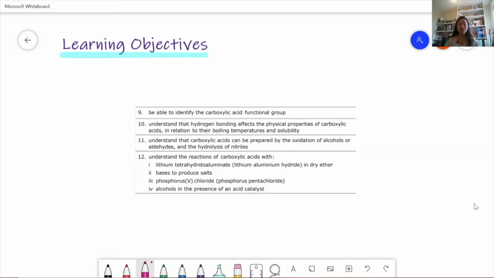Today we're going to be looking at carboxylic acids, so here are the learning objectives. First is to be able to identify the carboxylic acid functional group, and then to understand that hydrogen bonding affects the physical properties of carboxylic acids in relation to their boiling temperatures and solubility. And then we're going to understand that carboxylic acids can be prepared by the oxidation of alcohols or aldehydes and hydrolysis of nitriles. And then finally, we'll be able to understand the reactions of carboxylic acids with lithium tetrahydroaluminate, bases to produce salts, phosphorus 5-chloride, and alcohols in the presence of an acid catalyst.